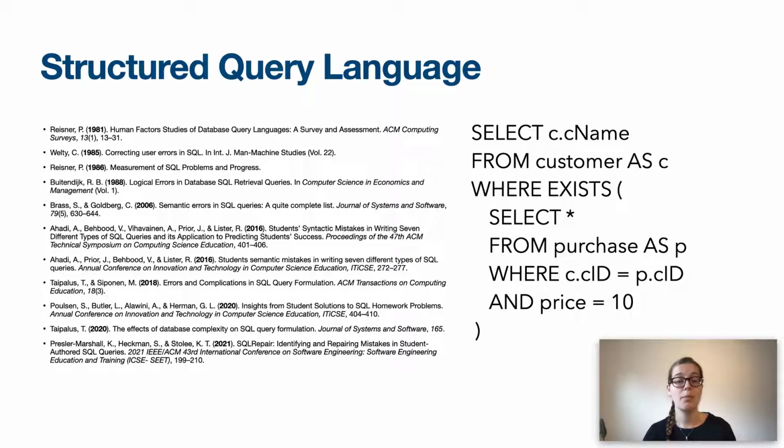Here's a small example of a SQL query to find all customers who have made a purchase of price 10. We first select the customer name from the customer table, this is called CNAME, and then design a subquery to find all purchases that are associated with this customer, and if they exist, then we return them. So even though this is a relatively simple example, there are many places where something can go wrong. Some examples include aliasing, join conditions, subqueries, and comparisons.